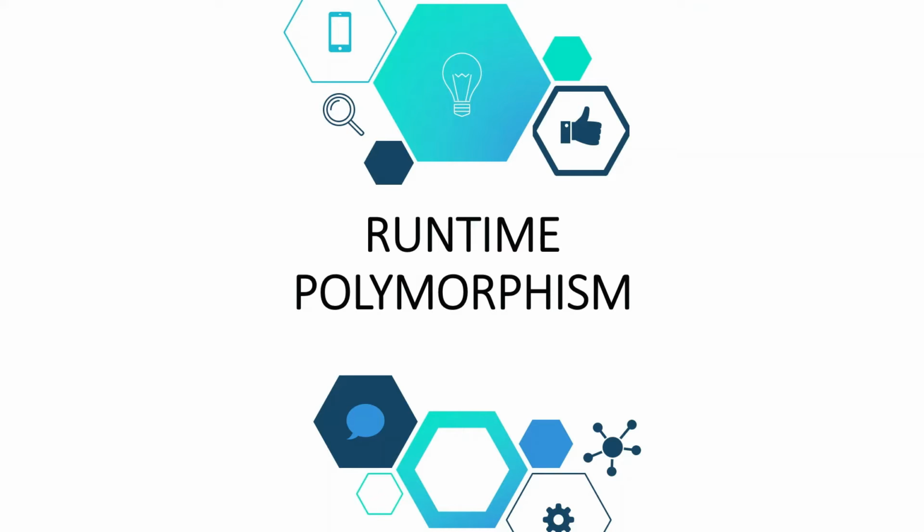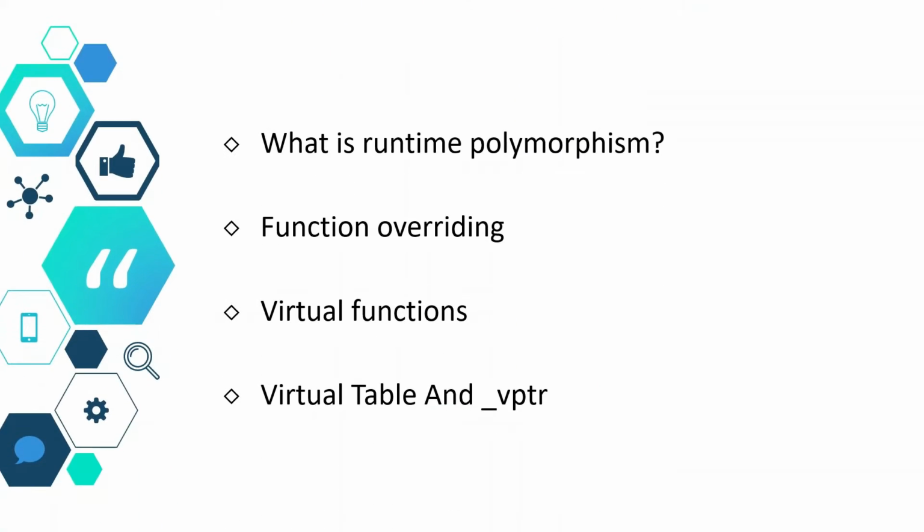In the previous video, we covered what polymorphism is and then we dived into compile-time polymorphism. In case you haven't watched it yet, I'd suggest you go watch it first in order to understand what polymorphism is. Now we'll be taking a look at runtime polymorphism. The topics covered will be what is runtime polymorphism, function overriding, virtual functions, and at last we'll be seeing what virtual table and virtual pointer is.